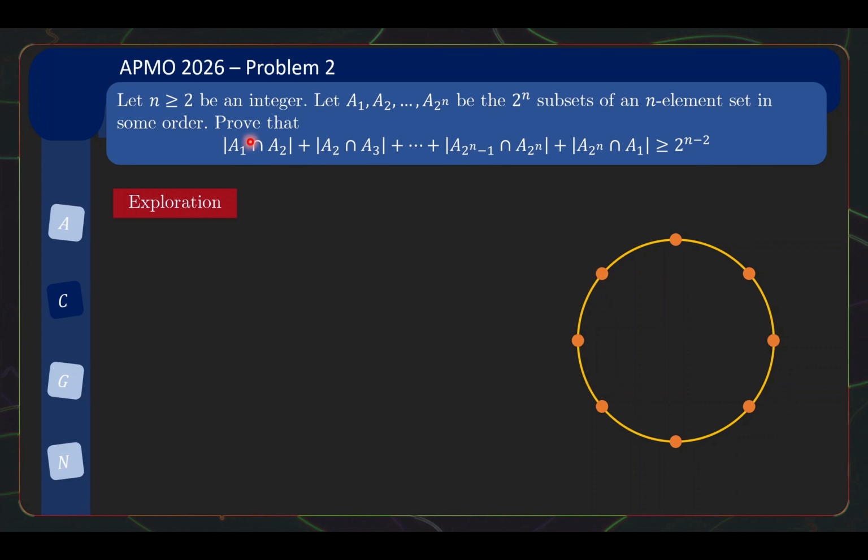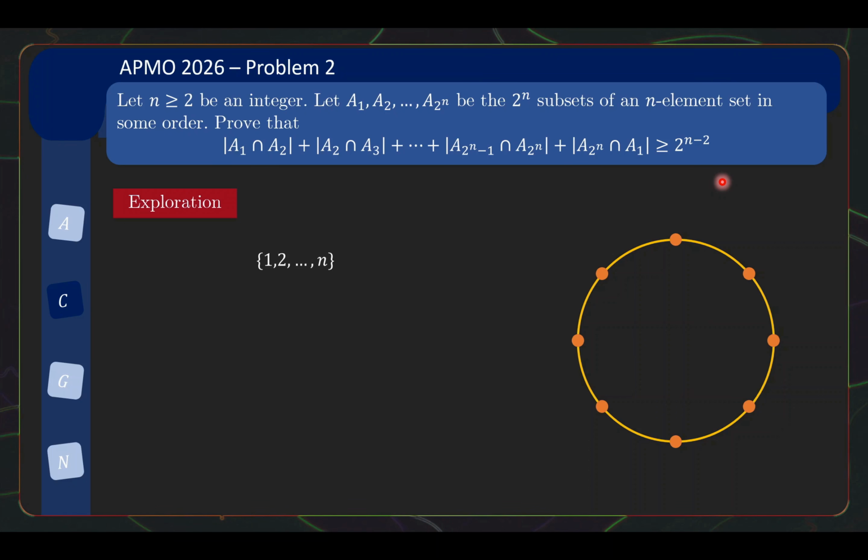Then what I do is, between adjacent a_i's, I'll look at the intersection. How many elements are there? I add these up, and so on, going around the circle. And I want to show that this is greater than or equal to 2^n minus 2. So a1, a2, how many common elements are there? a2, a3, how many common elements are there? Add up, all the way looping around, a_{2^n}, a1, how many common elements are there? So this is the inequality you want to show, greater than or equal to 2^n minus 2.